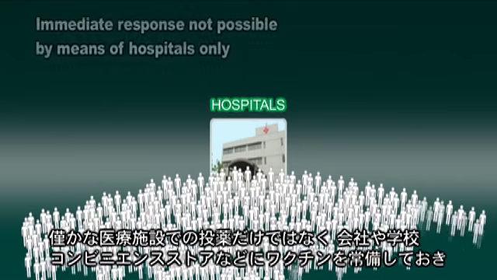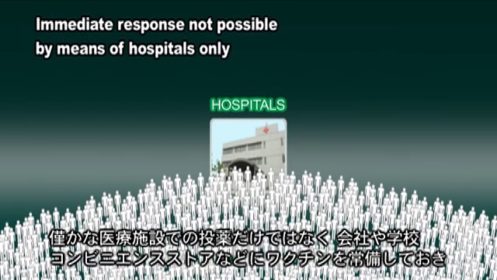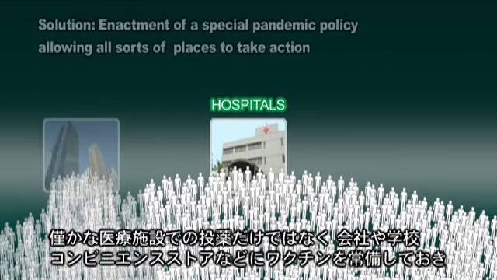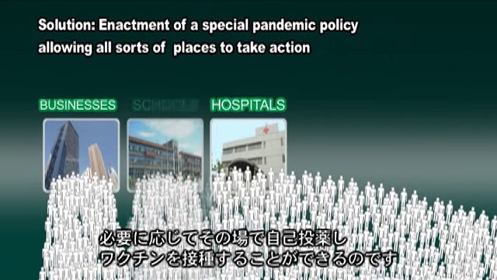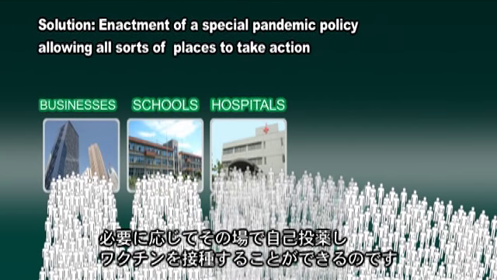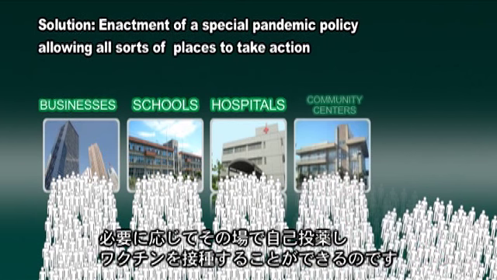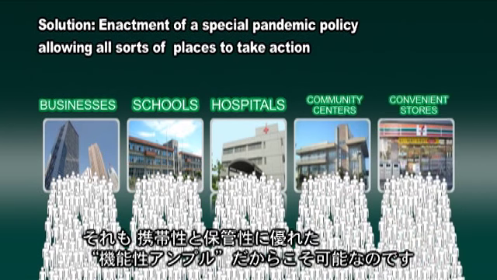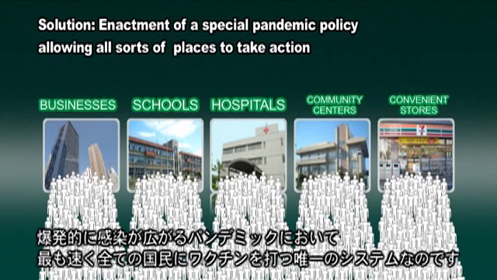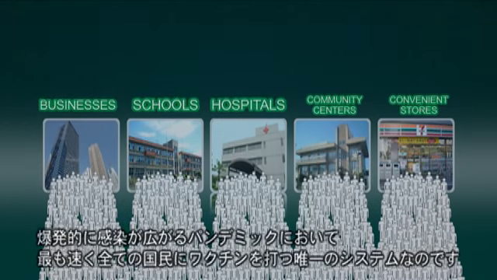Vaccinations would be available at not only a small number of medical facilities, but people will be able to inoculate themselves when necessary by having vaccines ready at locations such as companies, schools, and convenience stores. This is possible because the ampule cartridge features superb portability and storage properties. In the event of a pandemic where infection spreads at an exponential pace, this offers the fastest system to inoculate all the citizens.